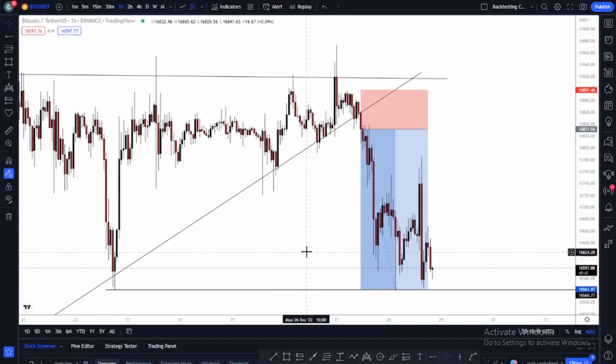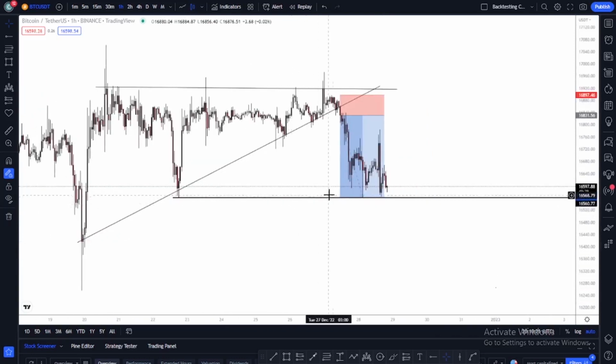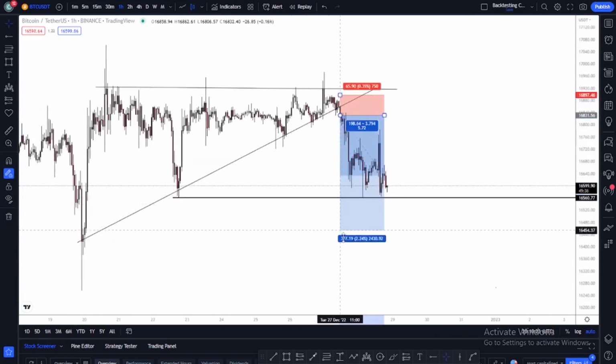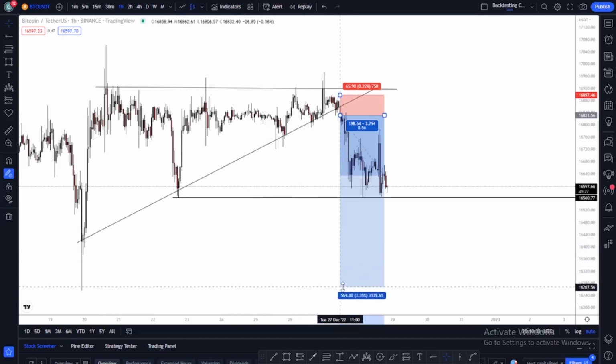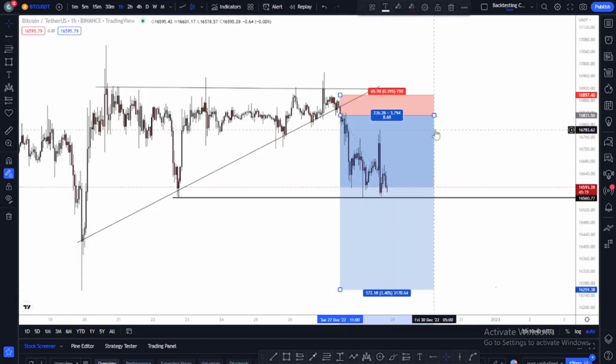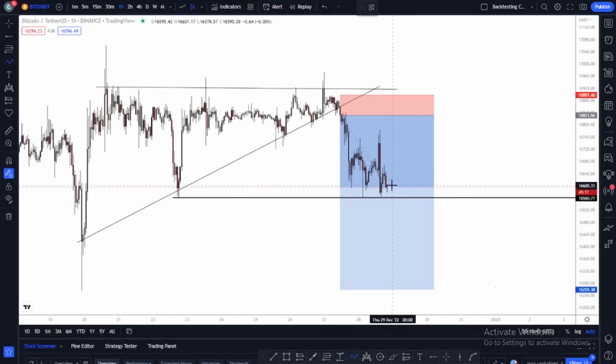Alright, so I'm looking forward for price to continue down to my second take profit right here, okay, to this level, or to the end of this week. You get me? So what I'm waiting for price to do is to break below or to close below this level, retest, and continue down. Do you get me? Good.